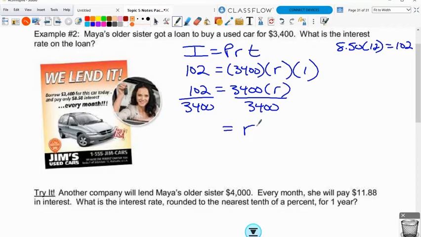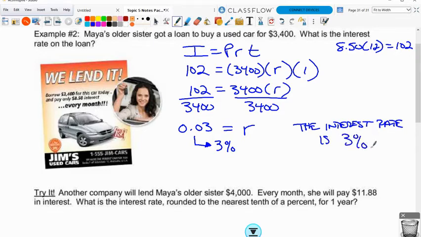On the left, 102 divided by 3,400 gives you a decimal of 3/100ths. But then this needs to be converted into a percentage. Move the decimal 2 times to the right, and you would end up with 3%. And so we can say that the interest rate is 3%.